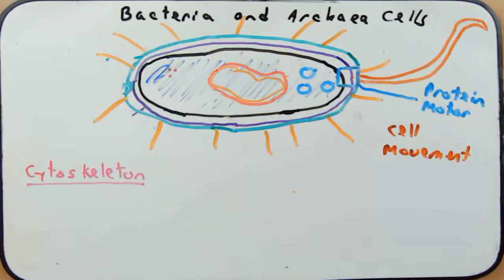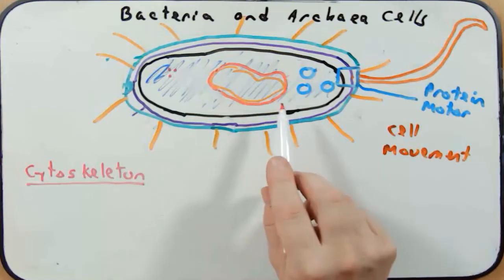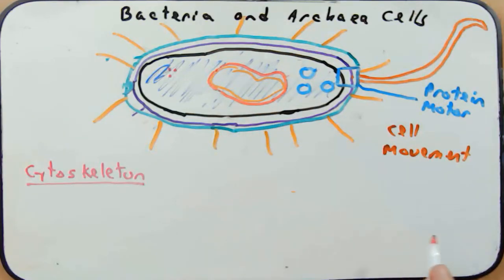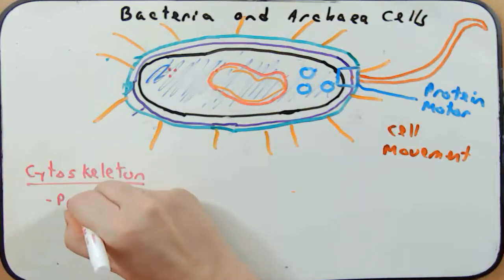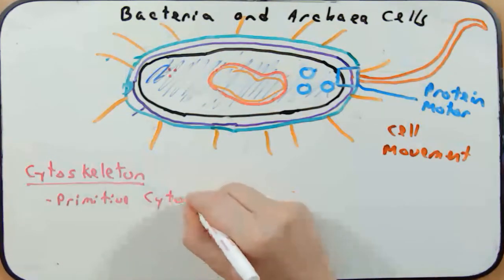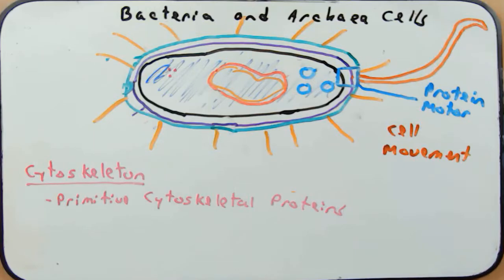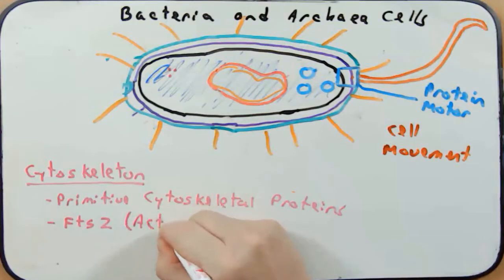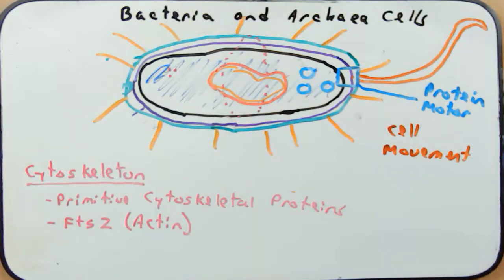And while for the most part there's a lot of truth to that statement still, we have discovered proteins within bacteria and archaea cells that behave like a cytoskeletal protein. So we're going to call these primitive cytoskeletal proteins. And there's only one that I want you to know, and that is this protein called FtsZ. And it behaves very much like actin does in eukaryotic cells. And what FtsZ will do is it will help the cell divide.